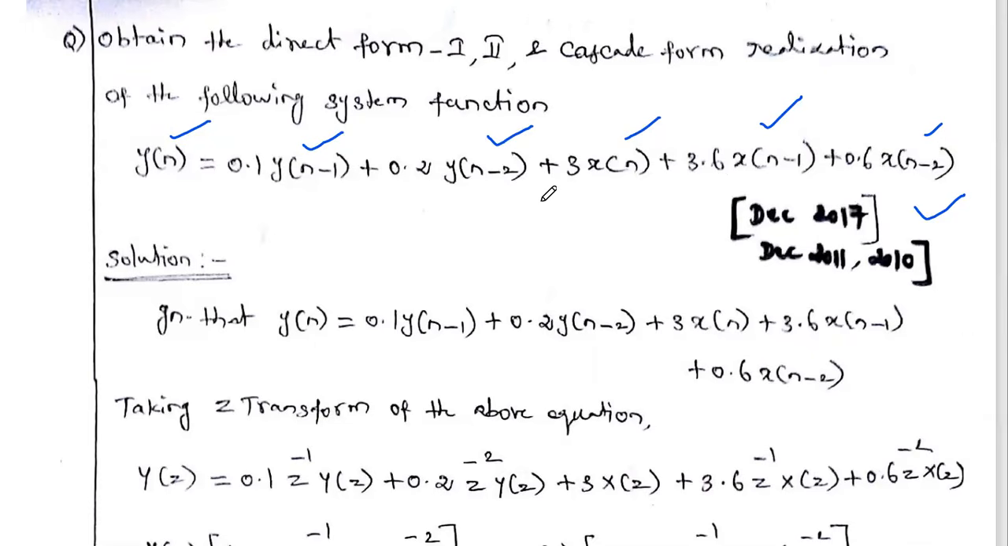Already you know the general structure of direct form 1 and direct form 2. In order to realize the system in direct form 1 and 2, first we have to find the H of z. After calculating the H of z, we have to find the coefficients b0, b1, b2, etc., and similarly a1, a2, etc., and just substitute those values in our general diagram, that is, our direct form 1 and direct form 2 diagrams. So we will see.